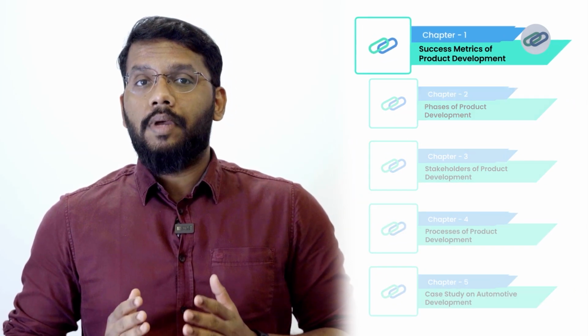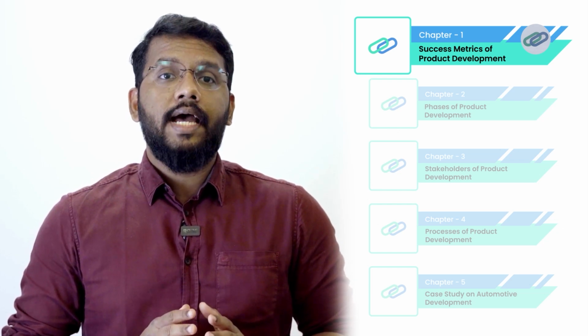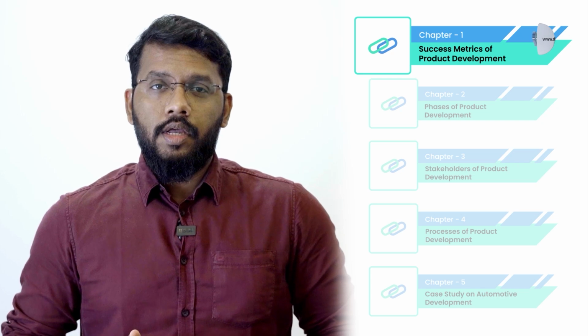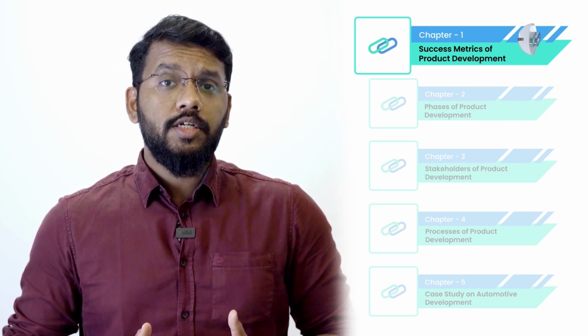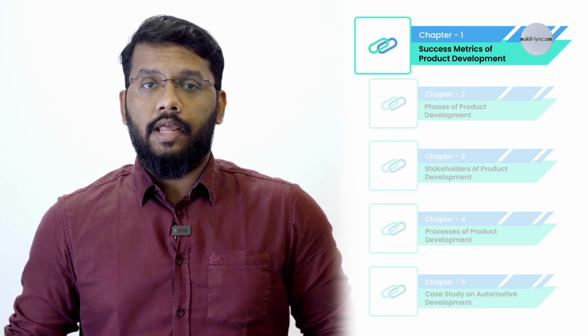Here's a brief overview of what we will cover in this training video. In the first chapter, we will explore the success metrics of product development, focusing on the three key factors that define success: quality, cost, and time. You will learn how to balance these metrics to ensure that your product meets customer expectations, stays within budget, and is developed within the desired timeline.